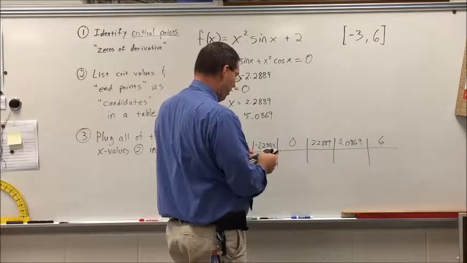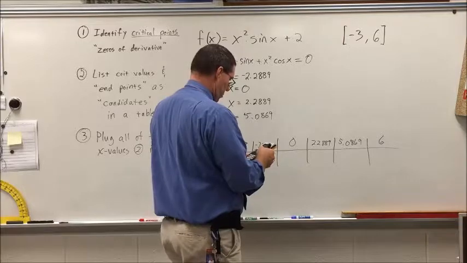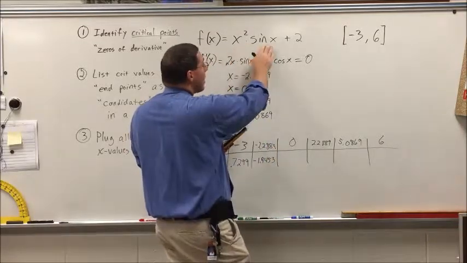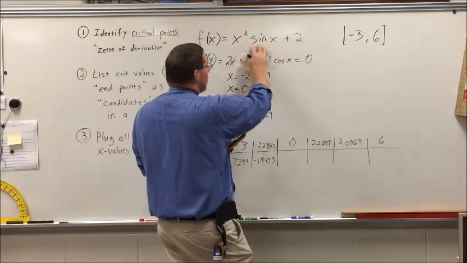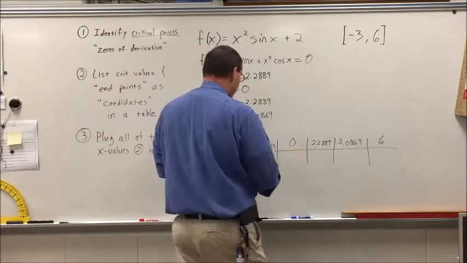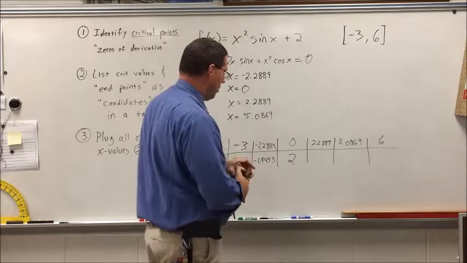Now, I'm going to plug 0 into this. So I get 0 squared, which is 0, times sine of 0. Now 0 times anything is going to be 0. So I already know that this is going to be 0, and then plus 2 is 2. So I'm going to put a 2 right here. But you can plug it in your calculator and you'd still get 2.